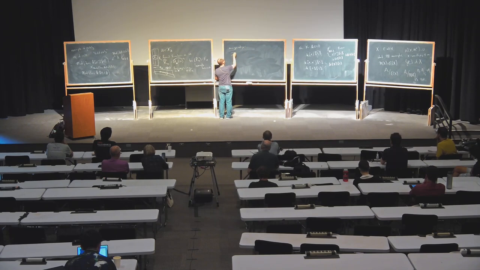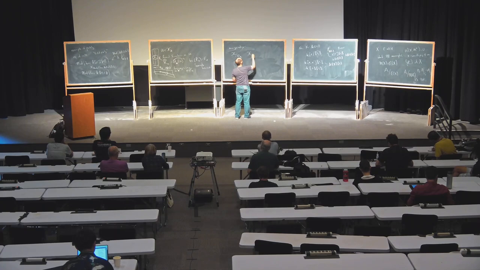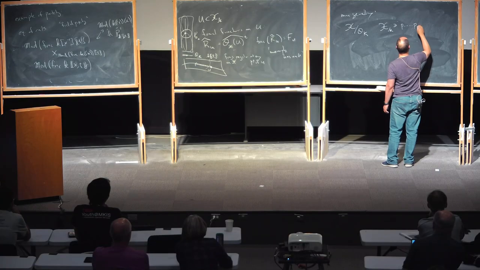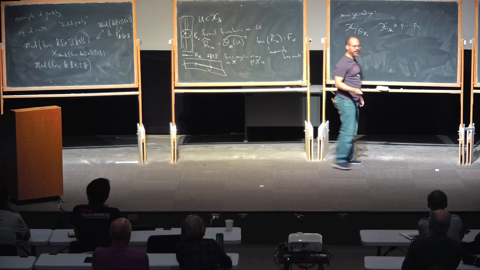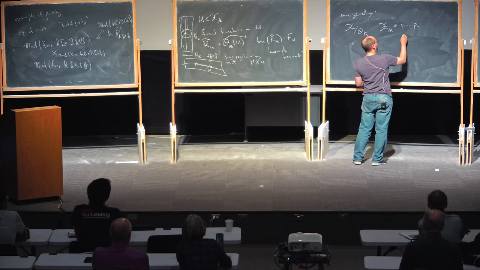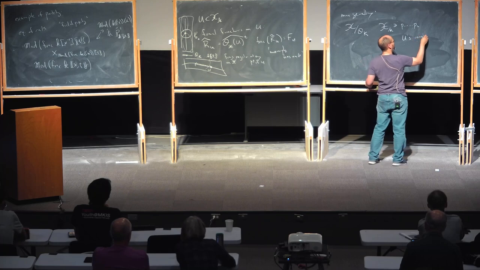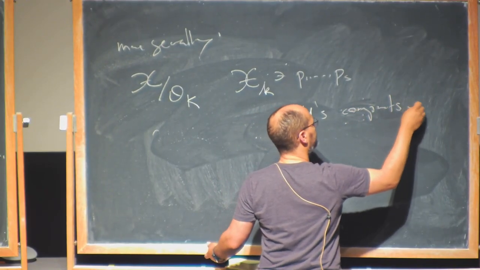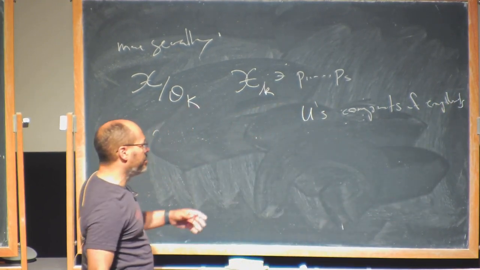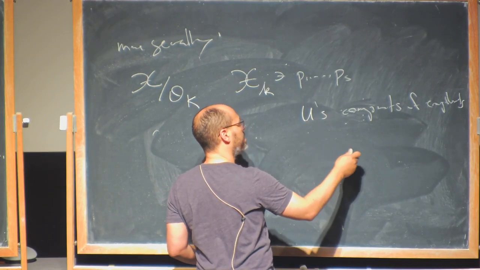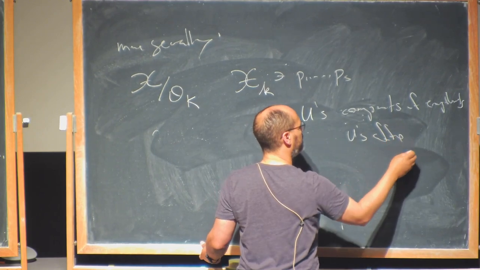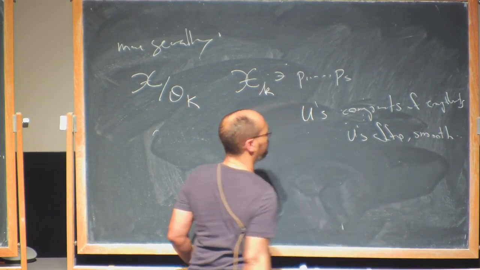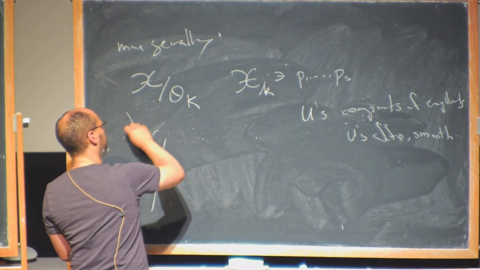if we have some model of a curve over our valuation ring, and if inside of here we have some collection of points, P1 to a bunch of P's, closed points on the closed fiber, and we have a bunch of U's, which are the components of the complements. Things work out nicely if you make the U's all affine, smooth, for example. So that is to say, your closed fiber might be some bunch of curves.